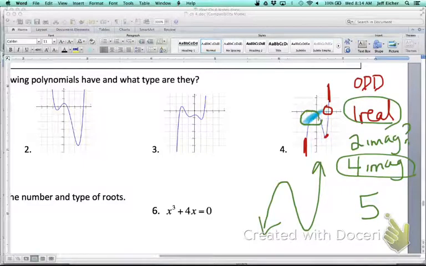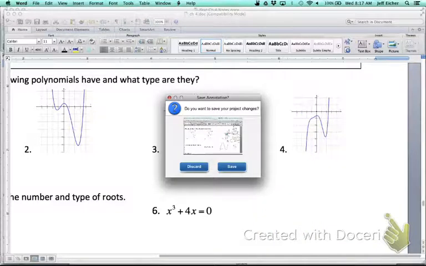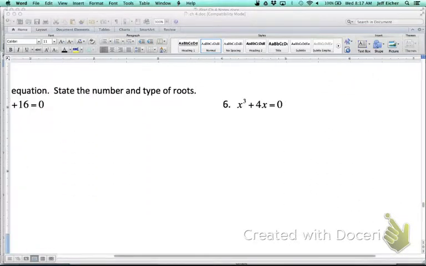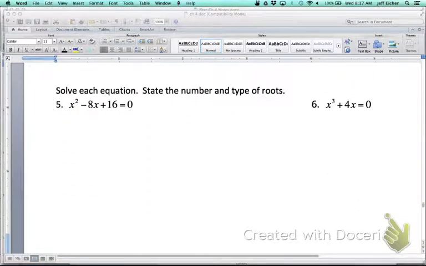So let's solve some equations. This next part of class should be really similar to what we've done before. Okay, so solving the equations, state the number and type of roots.